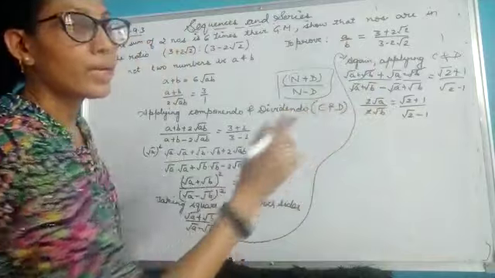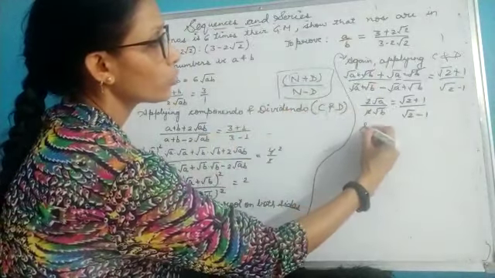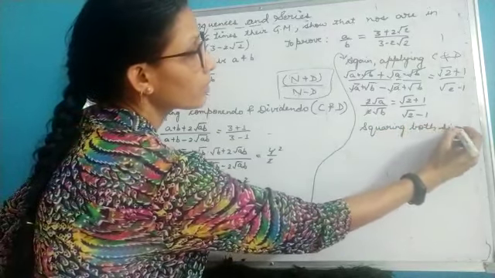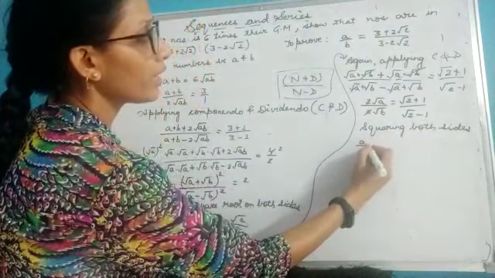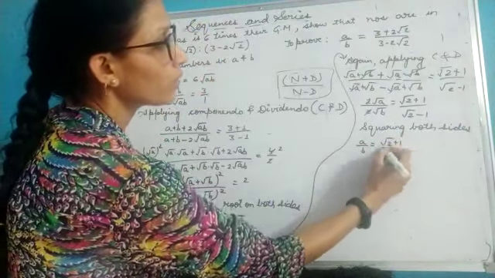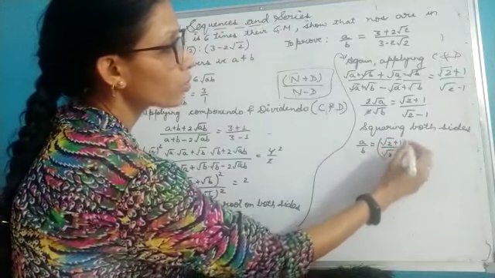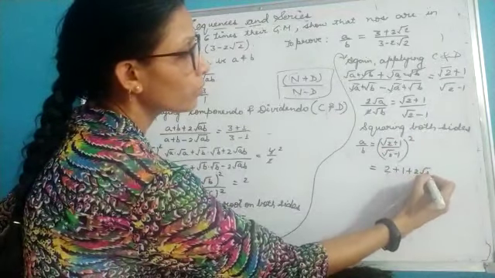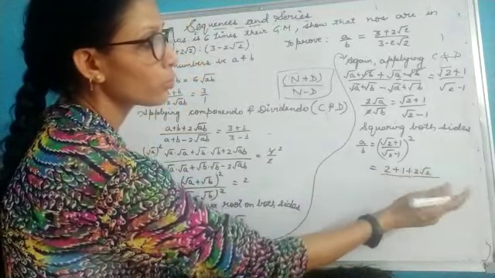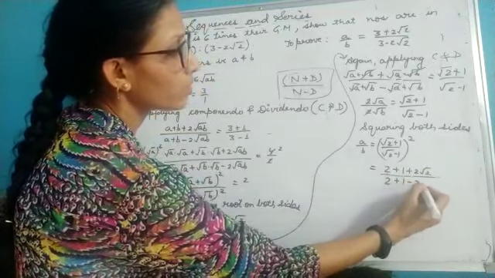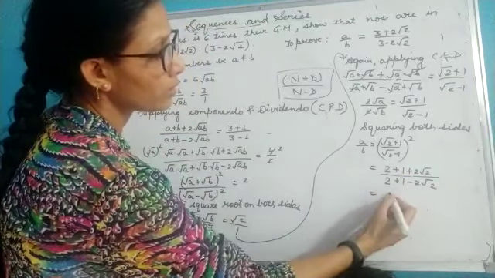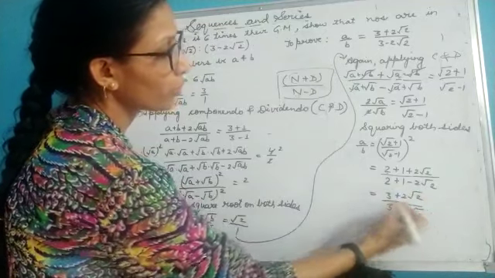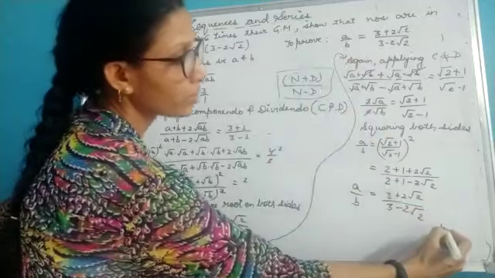2 and 2 again gone. I want A by B, so I can square both the sides. So squaring both sides, I will be getting A by B equal to root 2 plus 1 upon root 2 minus 1 whole square, which on expansion will give me 2 plus 1 plus 2 root 2, whole upon 2 plus 1 minus 2 root 2, which gives me 2 plus 1 is 3 plus 2 root 2 upon 2 plus 1 is again 3 minus 2 root 2, which we needed to prove, hence proved.